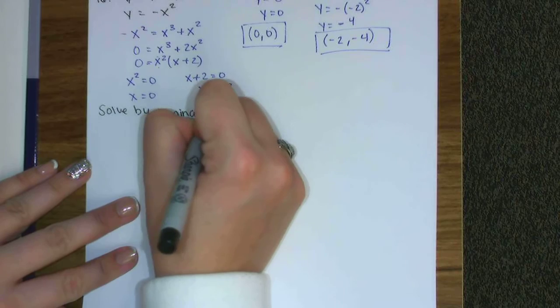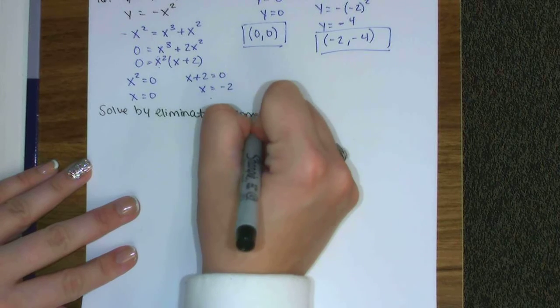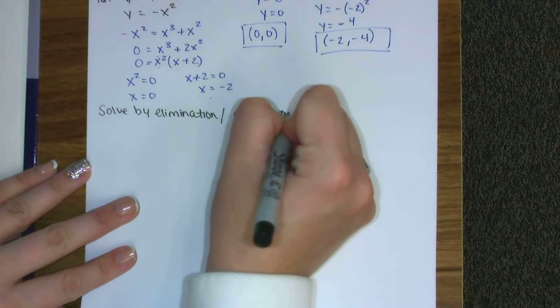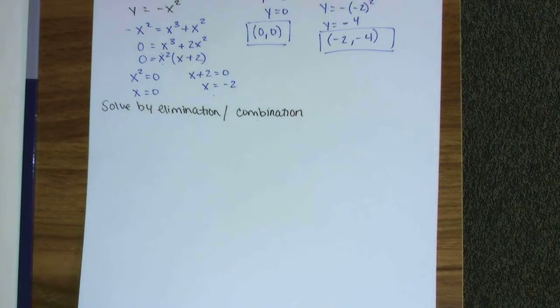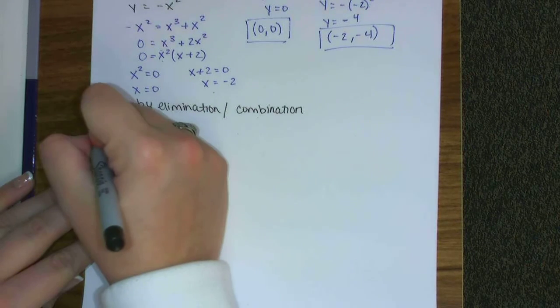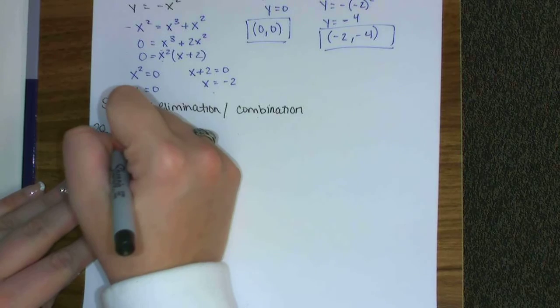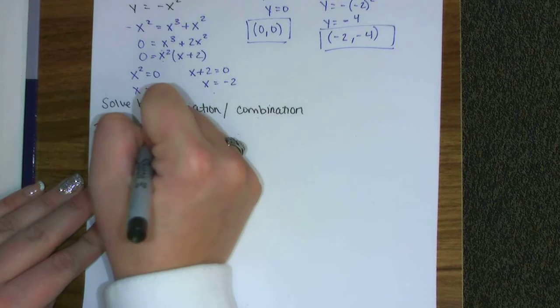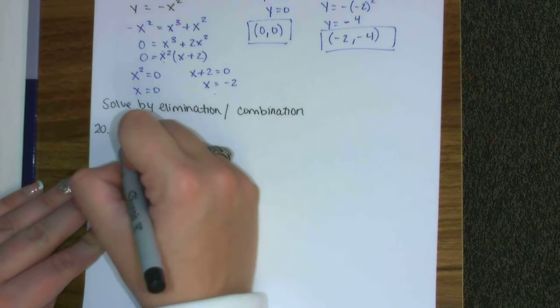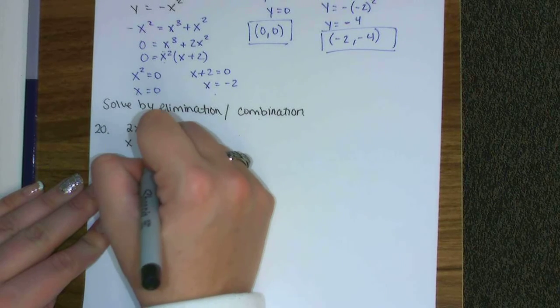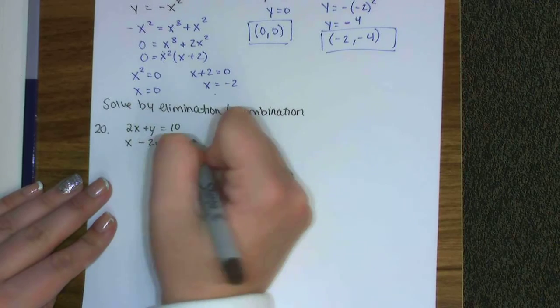Okay, or combination. All right, so let's go with 20 to start with. 20 is 2x plus y is equal to 10, and x minus 2y is equal to negative 5.